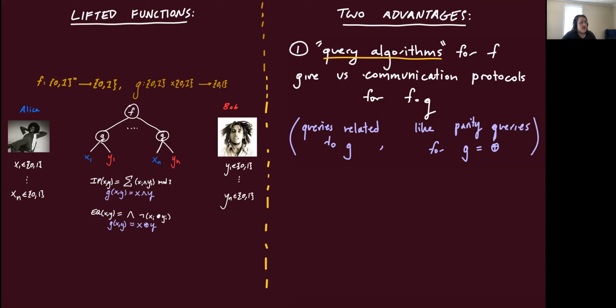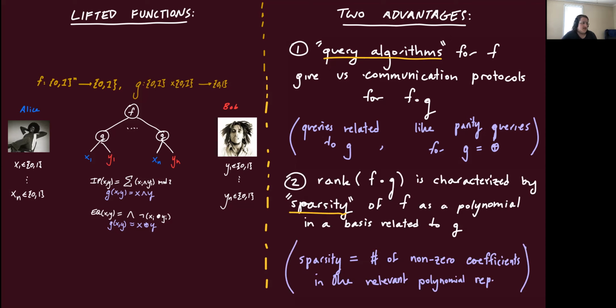Query algorithms for f actually will give us communication protocols for f composed with g when we're using a query model that's related to g. So for example, and I'll make this more specific later, when g is the XOR function, the type of query model that will allow us to get communication protocols is so-called parity decision trees, which get to ask parity queries. So it can ask for the parity of an arbitrary subset of the bits. Okay, so this is the first advantage, a simpler way of designing communication protocols.